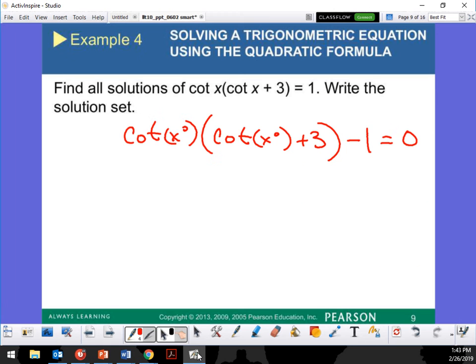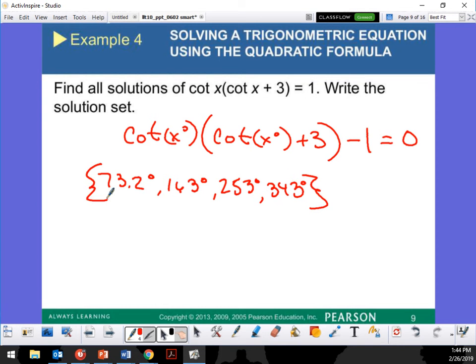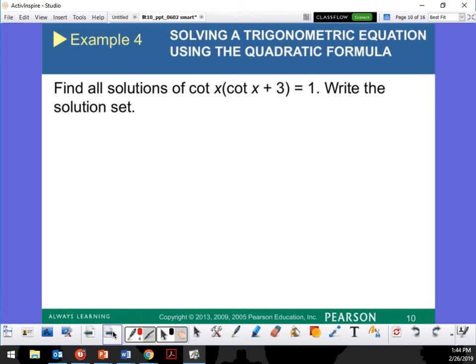73.2. 163. 253. 343. That's 343. You got one. Forgot one? No, you didn't. Yours is like that because you didn't redo the zero. Oh, that's not good.